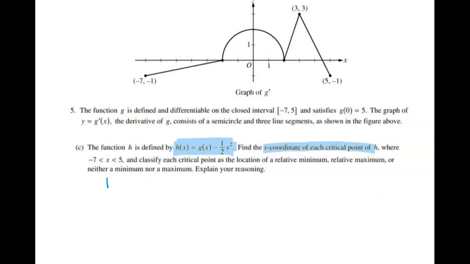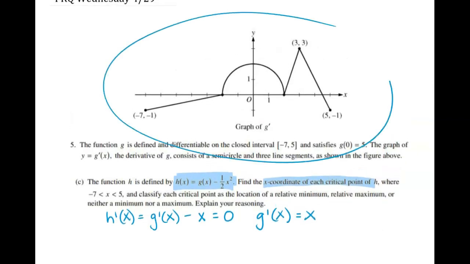So if this is h prime of x, well, the derivative of g is g prime of x, which is convenient because we have a graph of that, minus the derivative of 1/2 x squared, which is just x. If we set that equal to 0, we're essentially looking for where g prime of x is equal to x. In our graph up here, our x-coordinate is x, and our y-coordinate is g prime of x. So we're looking for when the x-coordinate equals the y-coordinate.